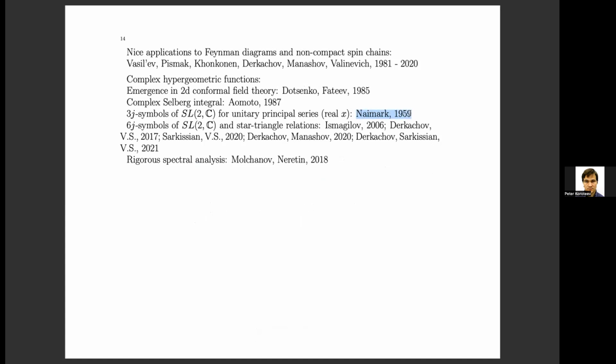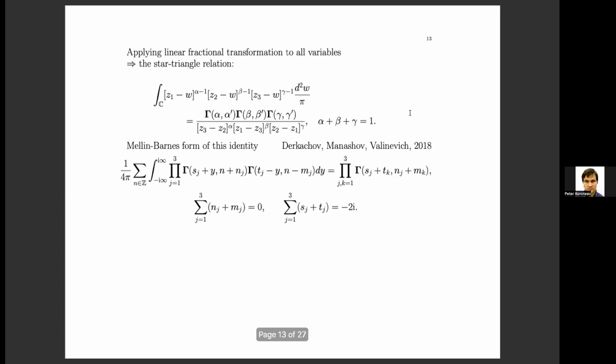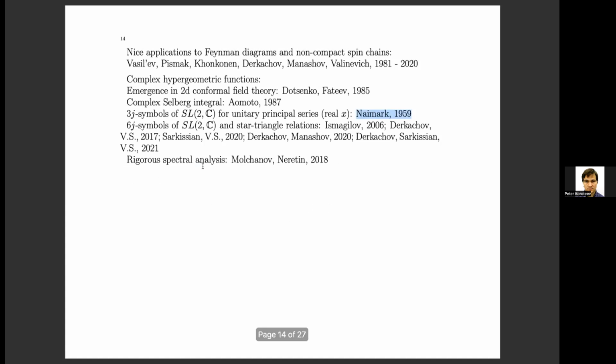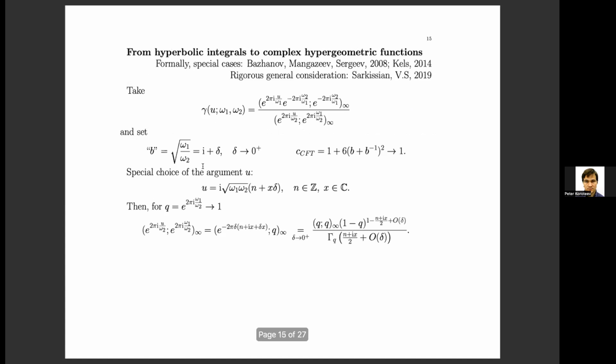were introduced already by Naimark in 1959 when he was considering 3j symbols for the SL(2,C) group, and you will see that in the Plancherel formula which he derived, exactly this type of measure emerges: an infinite bilateral sum of Mellin-Barnes type contours. So it goes back to very old times. Now, what about my subject? It's the following one. Now I would like to show that these objects emerge from the hyperbolic level in the following limit.